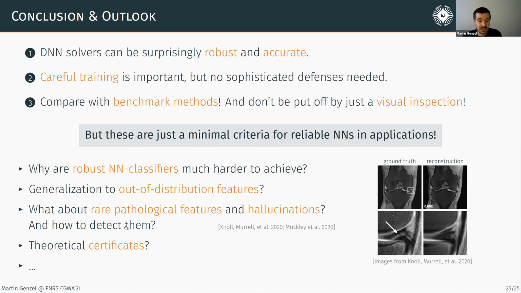So this becomes particularly relevant if there are some features in the data that only rarely appear in the training set, but they are very important. So that was one thing that was realized in these fastMRI challenges. Also hallucinations, which is the fact that sometimes the network synthesizes some features that are actually not present in the measurements in the data, right?